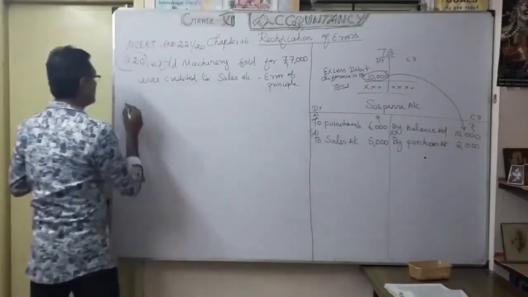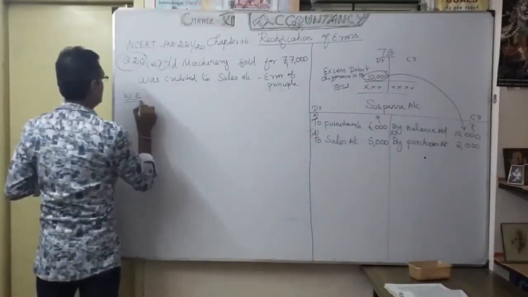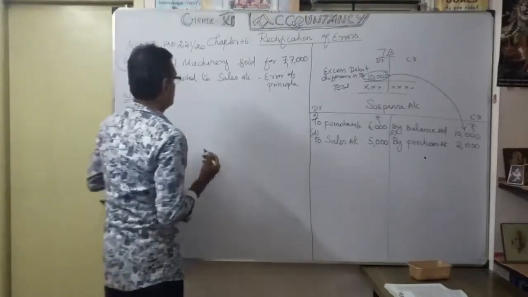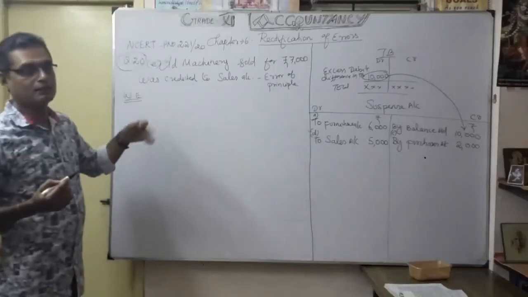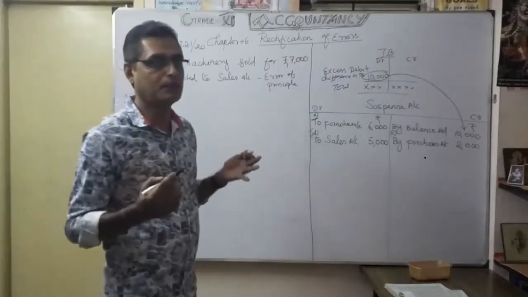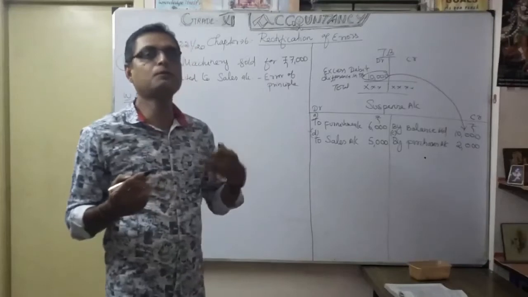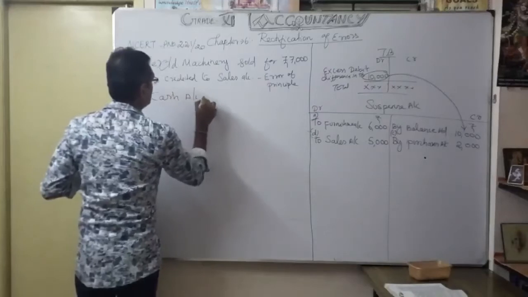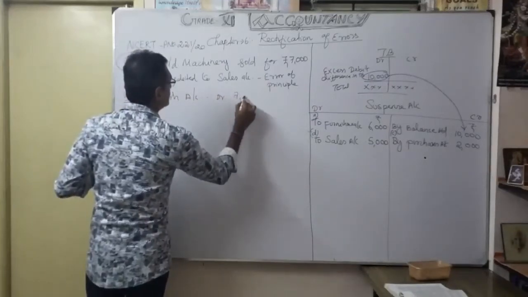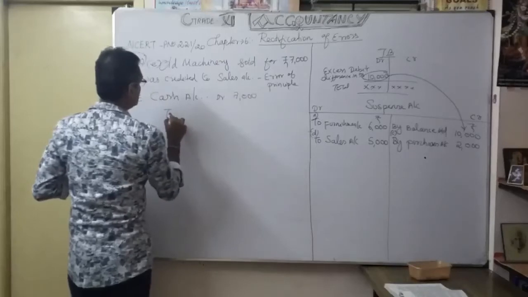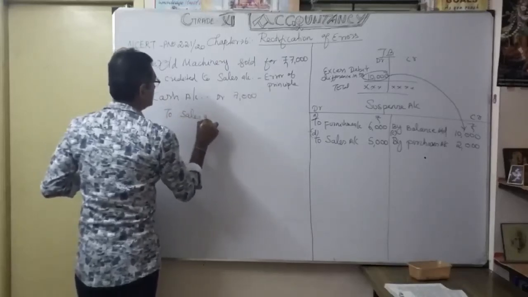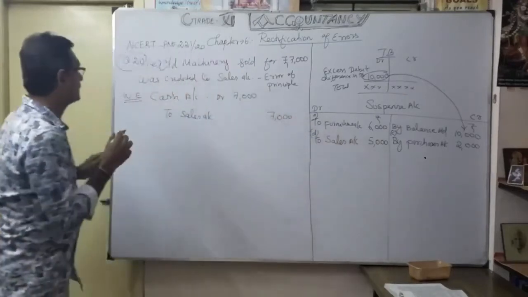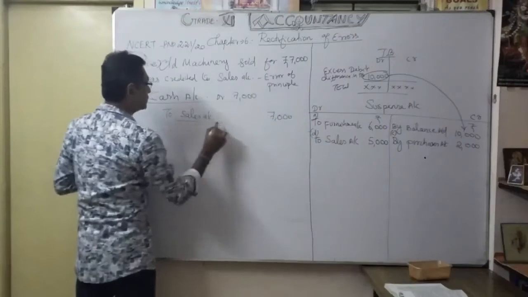Now let's see what's the wrong entry. So what happened first? Wrong entry. Old machinery sold for 7,000 was credited to sales account. Actually we sold machinery and we got cash. But they considered it in the form of sales. So what's the wrong entry? Cash account debit 7,000 to sales account 7,000. That's what they gave effect for. We got money, cash, but through sales.